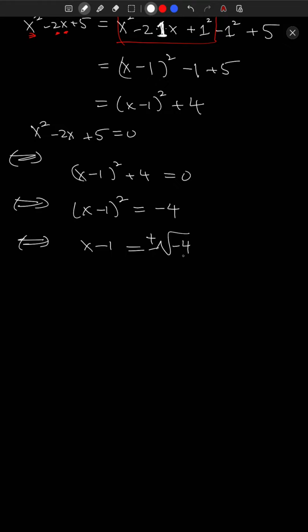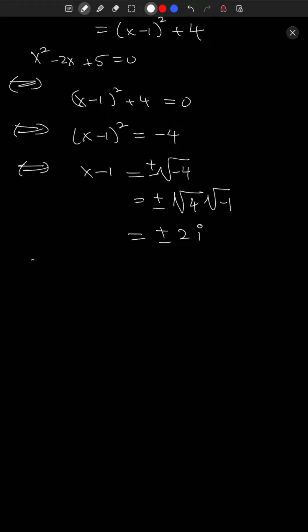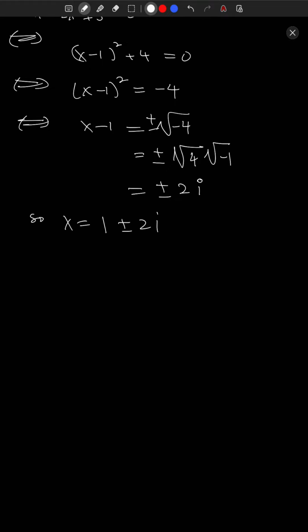But now that we have complex numbers, we can write this as a complex number. So this is plus or minus root minus 4. Let me write it very carefully: this is the square root of 4 times the square root of minus 1. The square root of minus 1 is i, and the square root of 4 is 2. So this is plus or minus 2i. All right, and so x is equal to 1 plus or minus 2i. So there are two solutions to my problem: x equals 1 plus 2i, x equals 1 minus 2i.